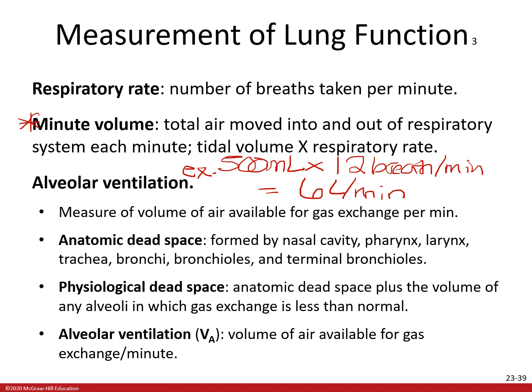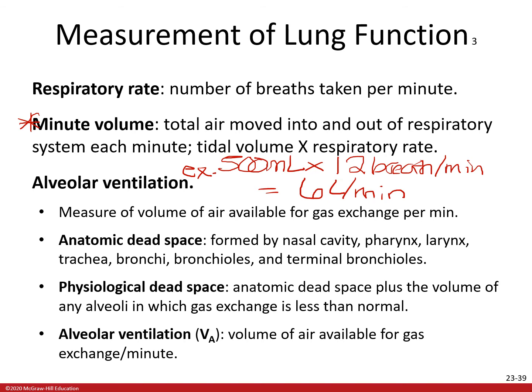What does measure the volume of air available for gas exchange per minute is going to be alveolar ventilation. And then we have only a portion of each breath reaching the alveoli. The remaining areas where no exchange occurs is going to be called dead space. So that is where we are going to start talking about anatomical dead space, which is going to be formed by the nasal cavity, pharynx, larynx, trachea, bronchi, bronchioles, and terminal bronchioles.